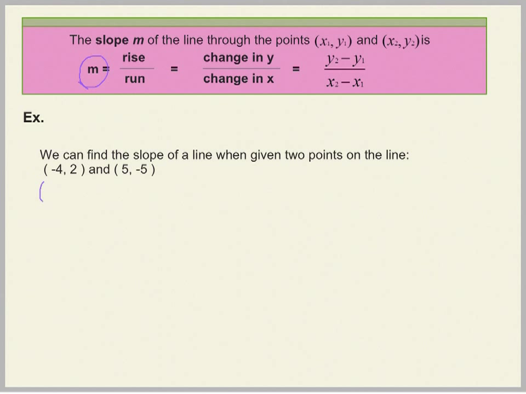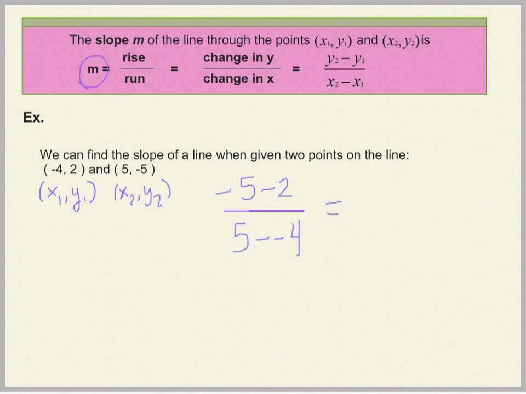First, I'm going to label my points as x1, y1, and x2, y2. It's very important to make sure that I follow this formula, starting with my y2 variable of -5, minus y1, which is 2. I'll divide that by x2 minus x1.